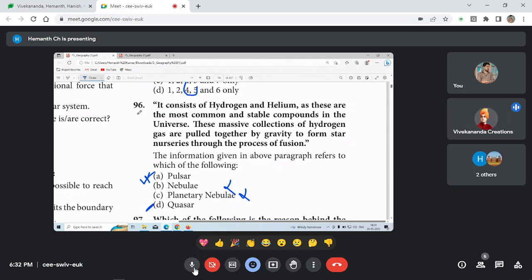Consists of hydrogen and helium as the most common and stable compounds in the universe. The massive collection of hydrogen gas is pulled together by gravity to form a star through the process of fusion. The information given above refers to which of the following?